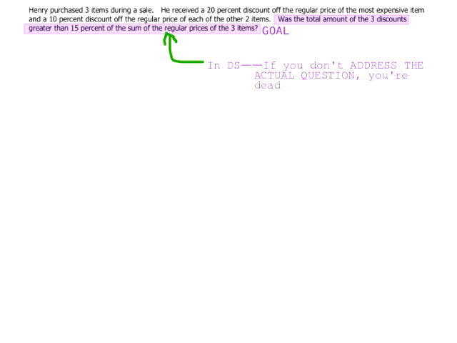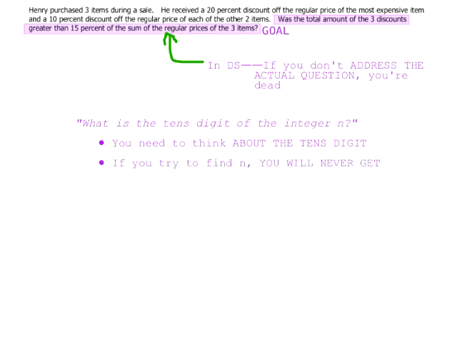This is another study hall about word problems. It's kind of a continuation of what we did last time. So let me just give you a couple of examples. This one here is one example. A couple others. If I ask you what is the tens digit of the integer n, you need to actually find the tens digit in particular. If you try to find n, you will never get the problem right.